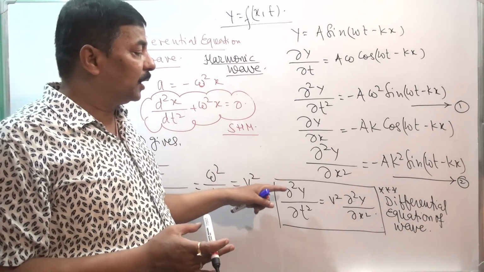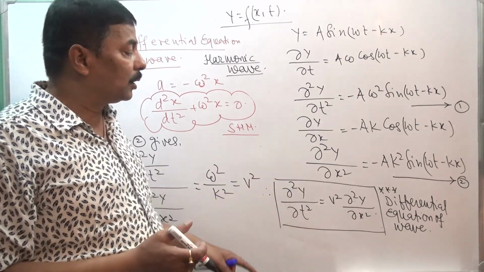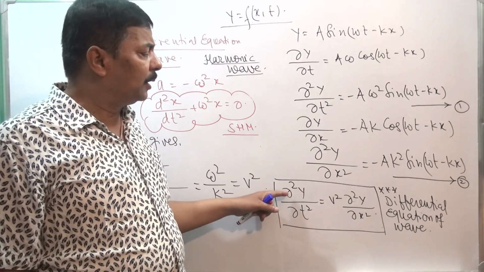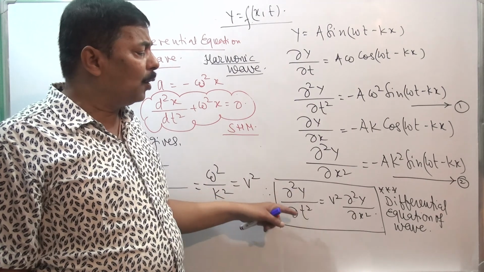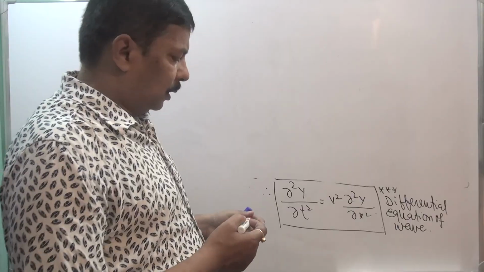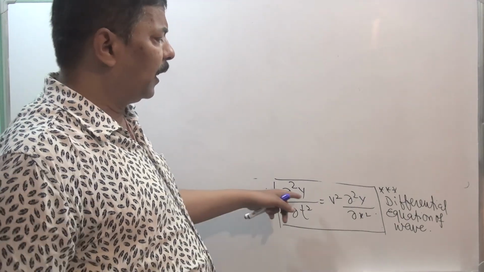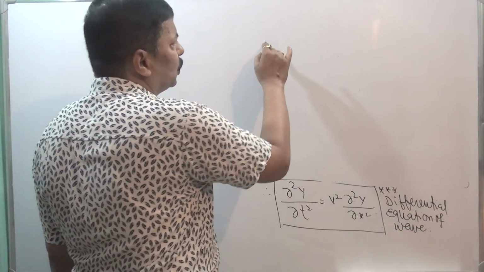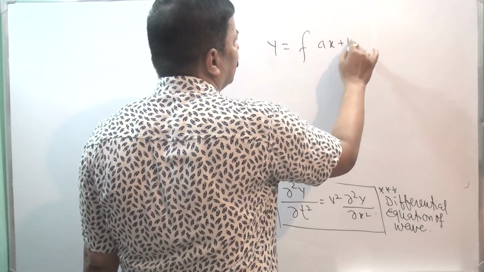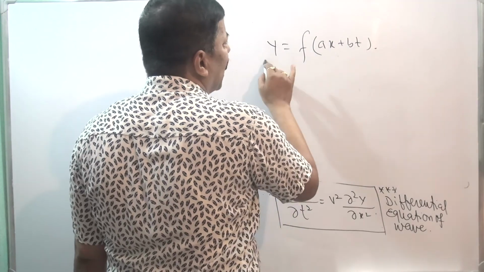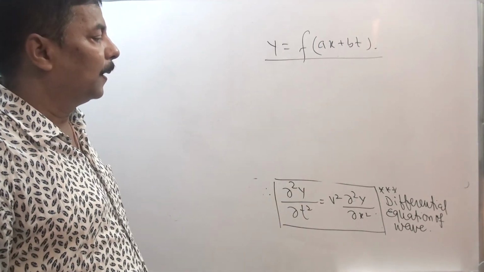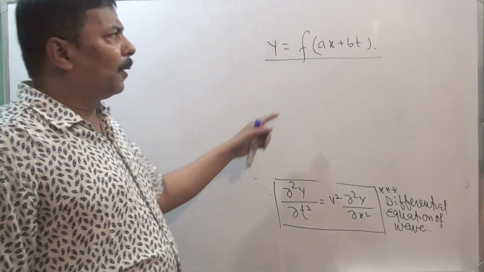This thing should be clearly understood by you, and you should remember also the differential equation of wave. Now I will give one or two examples to make you understand how we can use this differential equation of wave. The differential equation of wave has a solution y is equals to f(ax plus bt). This type of solution is there.